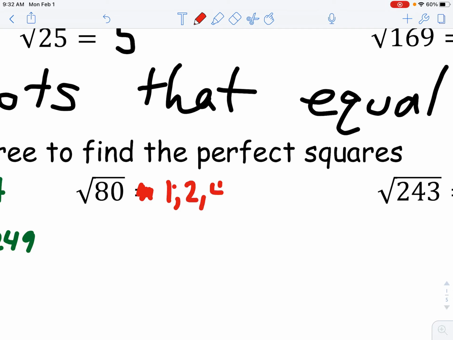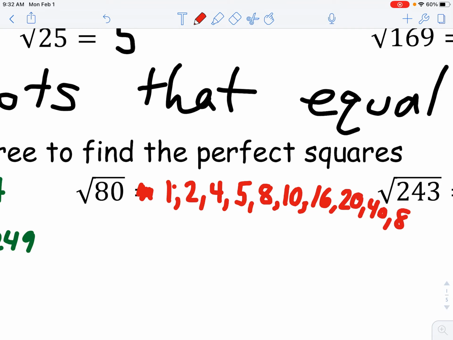We have 1, 2, 4, let me think, 5, 8, 10, I don't think 12 is. Let me double check. And again, you can always use a calculator. This is a great resource. 5, 10, 16, what else? 20, 40, and 80.